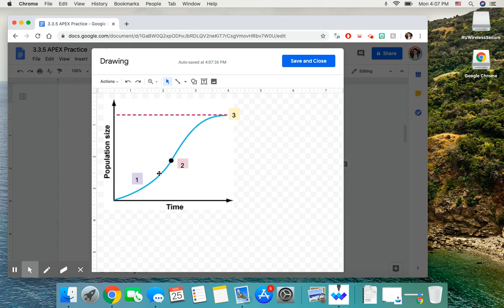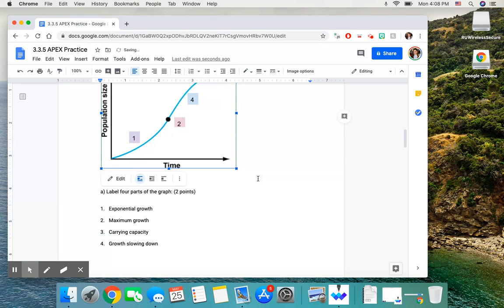So that might look a little confusing, but it's actually this area here, because see how this first part leading up to the black dot is kind of that exponential growth? Now it's starting to decrease and plateau once it reaches carrying capacity. So we're going to put a 4 right over here to indicate that. And you could choose any color you'd like. Okay, so we're going to save and close. And there we have it.